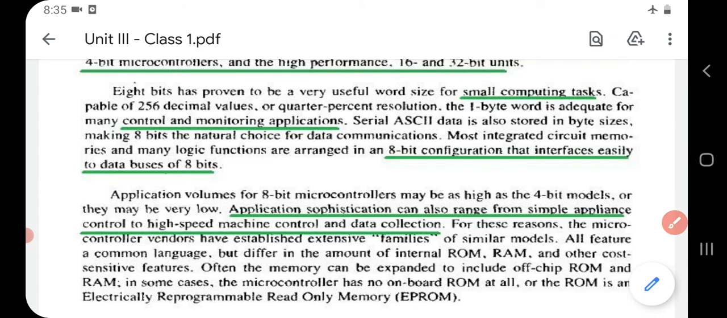Then it is capable of 256 decimal values. A 1 byte word is adequate for it to perform control and monitoring applications. ASCII data is stored in byte size here. It can also be used for data communications, and most of the logic functions in these 8-bit microcontrollers are arranged in an 8-bit configuration, which is very easy to interface with 8-bit data buses.